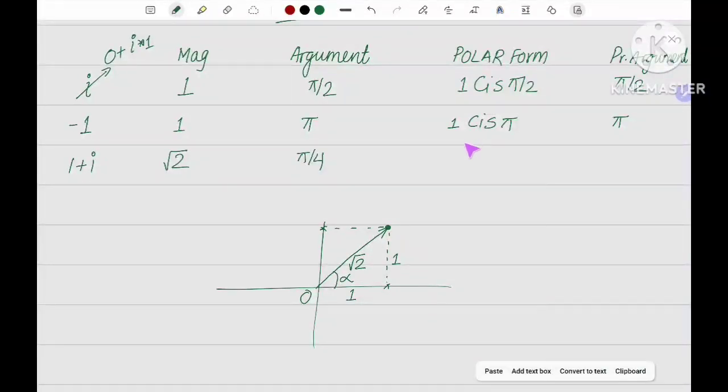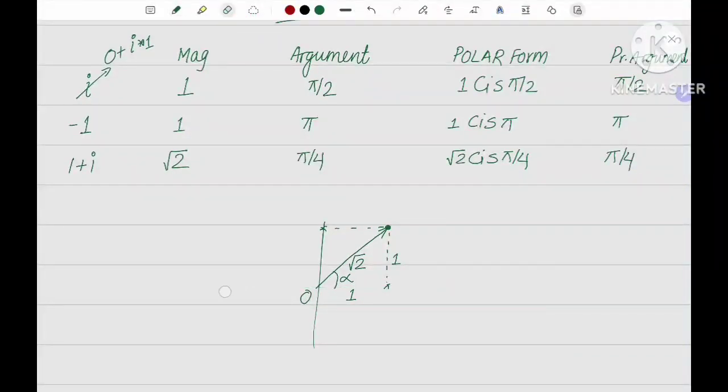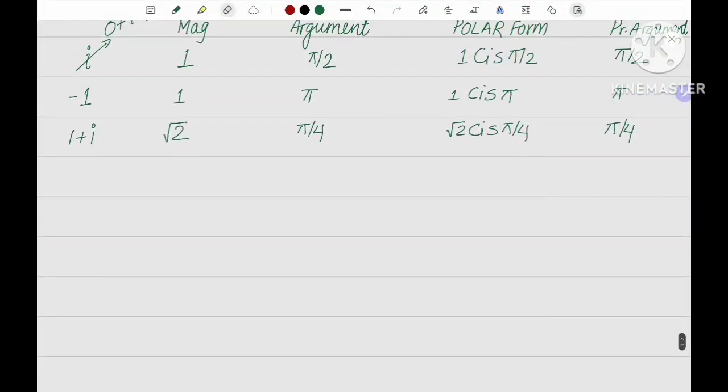What is the polar form of this? Root 2 cis pi by 4. And what is the principal argument? It is pi by 4. Okay. Now let us add a little more difficulty to this problem. I will have 1 minus i. This is the complex number. So where is 1 minus i? 1 in the real axis and minus 1 in the negative imaginary axis.